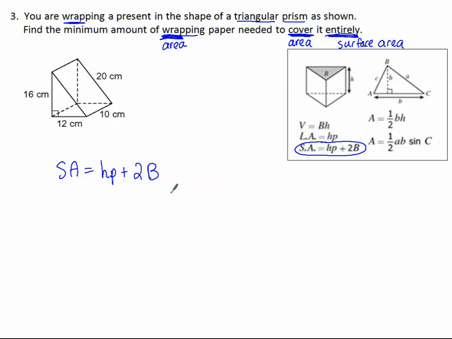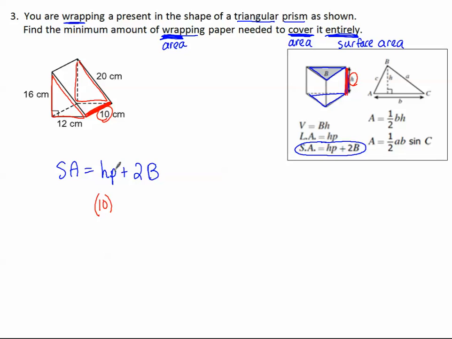Let's see what we have. In the picture, the H is the length that connects from triangle on top to triangle on the bottom. It connects the two triangles. Well, in our picture, the part that connects the two triangles is this length right here. See this triangle in the front and this triangle in the back? This connects them. So whatever connects the two triangles, that's what the height is. In this case, it's 10. So in for height, we put 10.